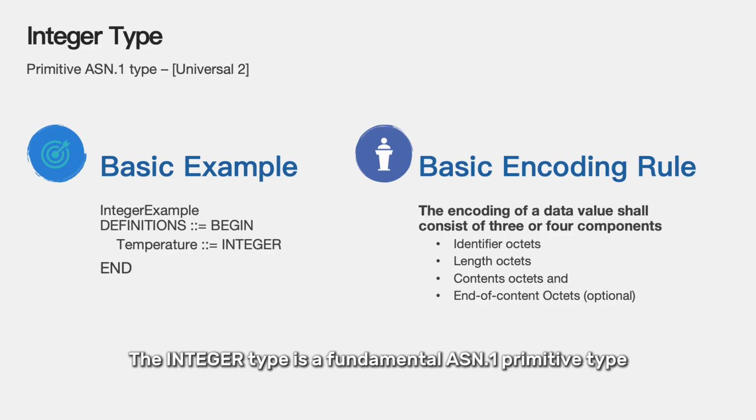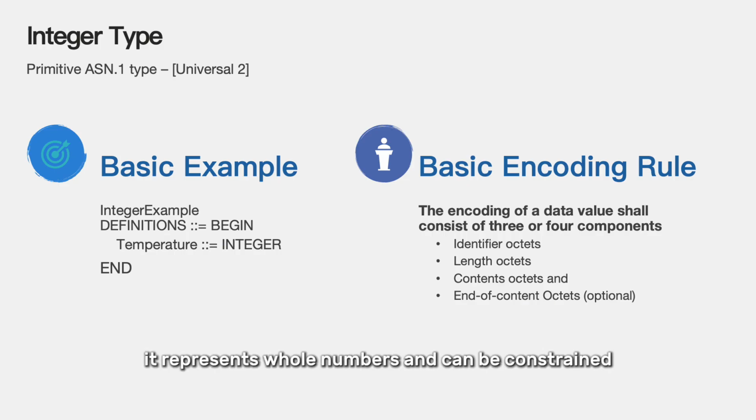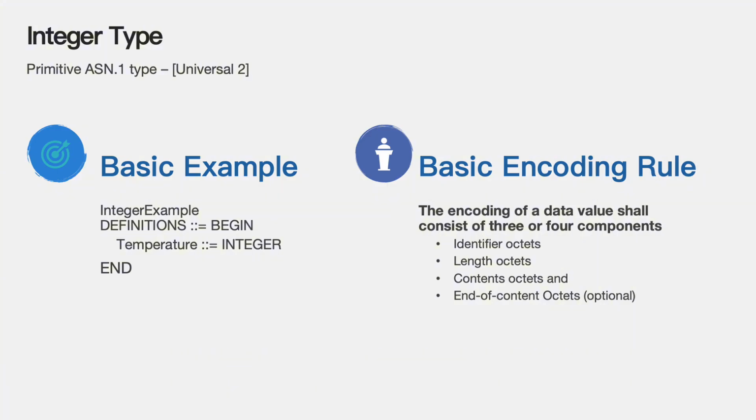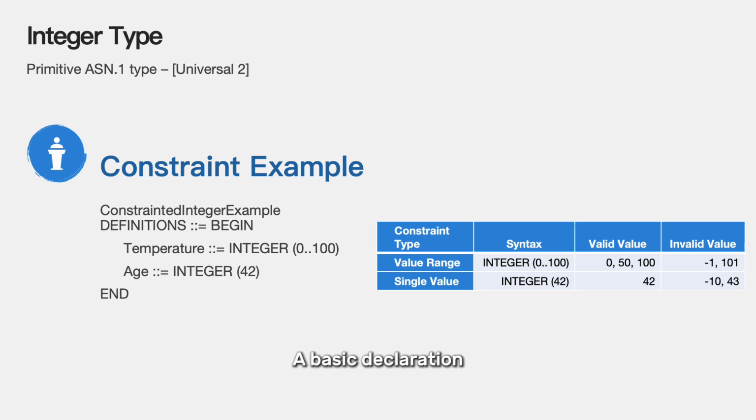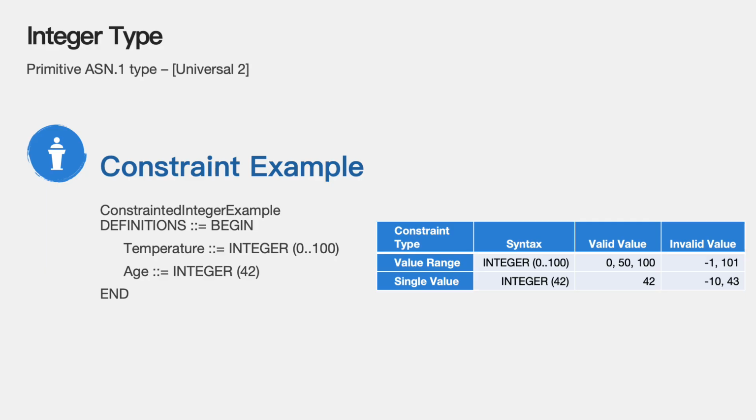Let's get started. The integer type is a fundamental ASN.1 primitive type with the universal tag universal 2. It represents whole numbers and can be constrained to specific ranges or single values. For example, a basic declaration, a constrained range, a single value constraint. These constraints ensure data validity, rejecting values like -1 or 101 for a temperature range of 0 to 100.